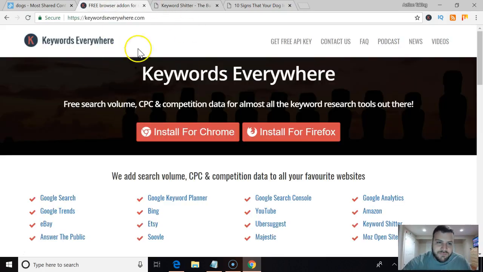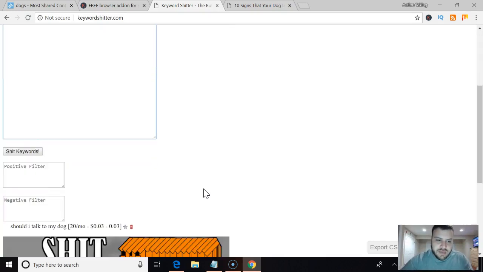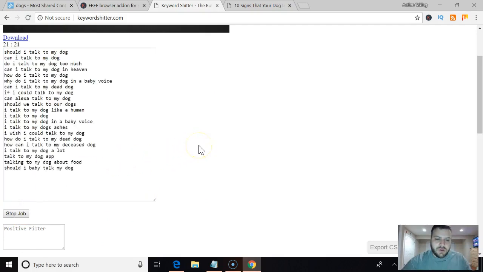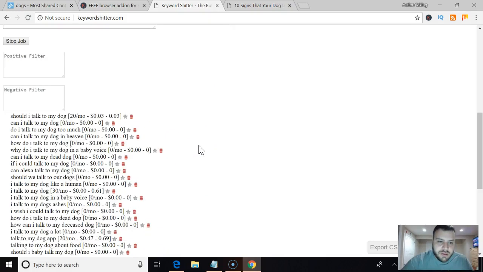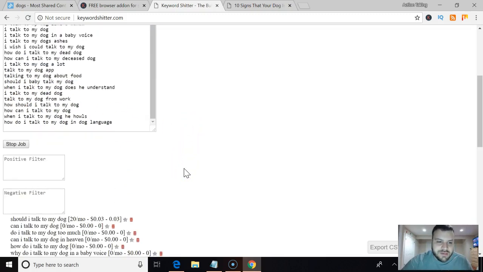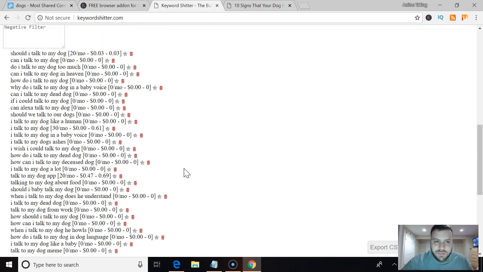Once you have Keywords Everywhere installed, you can come to Keyword Shitter and get even more out of it. So, should I talk to my dog, right? Let's pick a keyword that's relevant to what we just saw in that article. What's really cool is all these keywords are being shat out by the tool, as it would say. And we can come down here and get some data on these keywords.